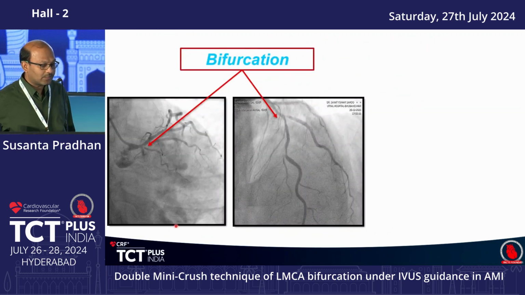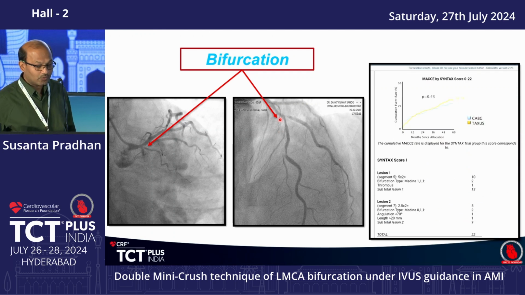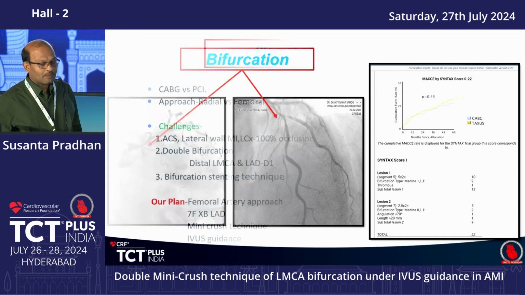So what is the plan of management? This is a bifurcation involving LCX 100% and the left main bifurcation, and there is LAD diagonal bifurcation. The SYNTAX score is 22, which favors both CABG and PTCA. So what is the plan of the case?